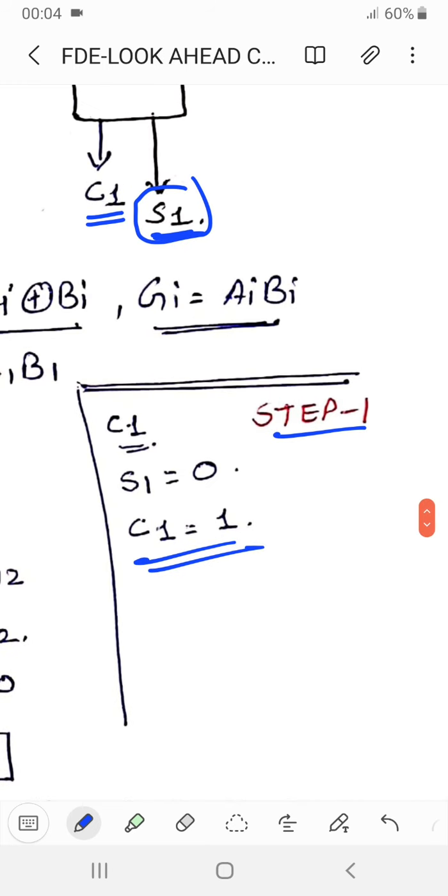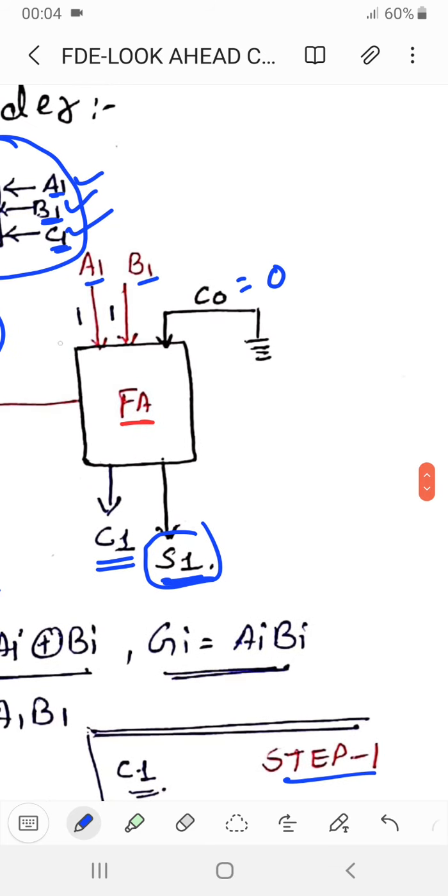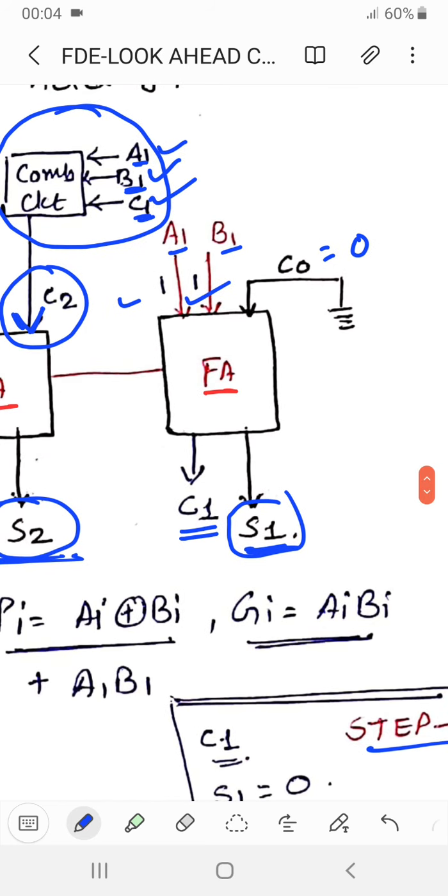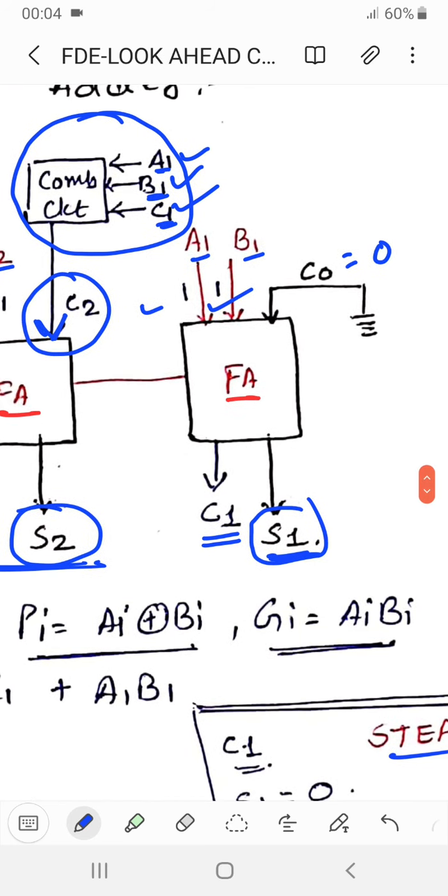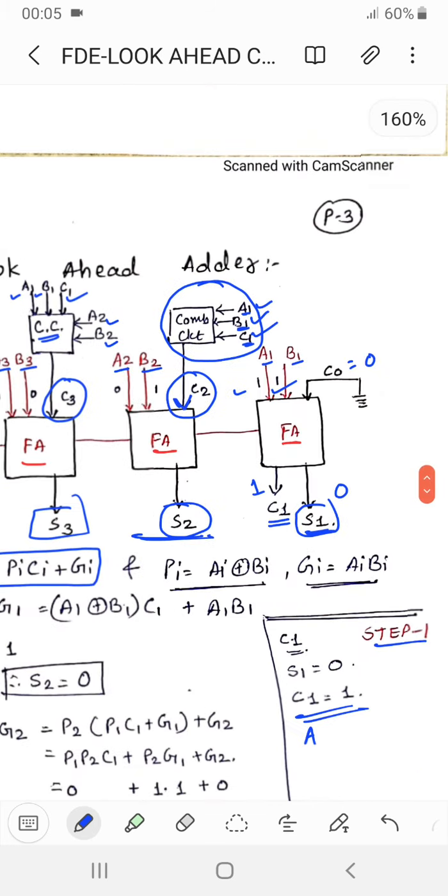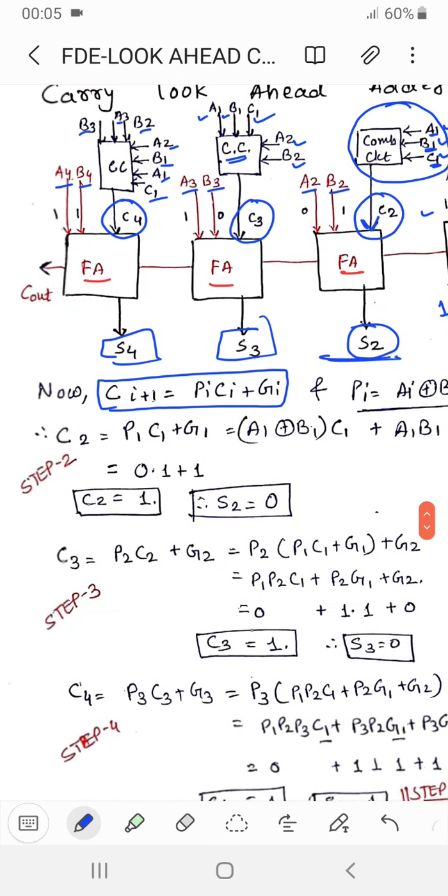So we will start, here we will check your A1 is 1, your B1 is 1. In this case both are 1, so we know that our sum is 0, and our carry is 1. So your C1 is generated at the end of the operation of this first full adder. Now this 1 is operated in all the 3 remaining bits.